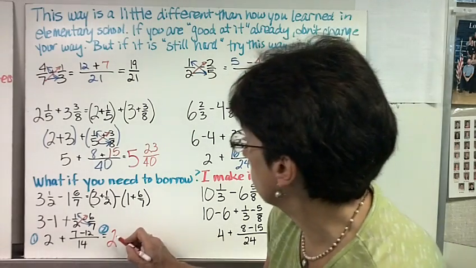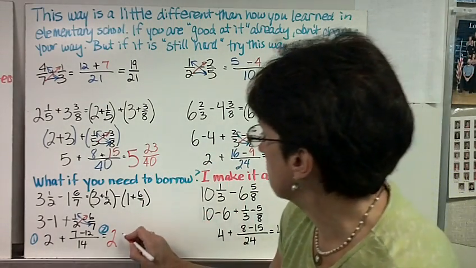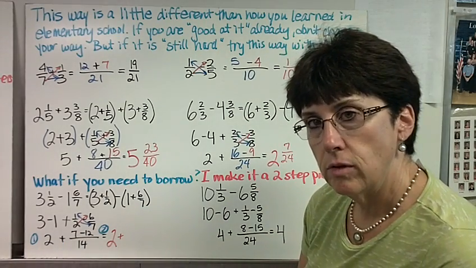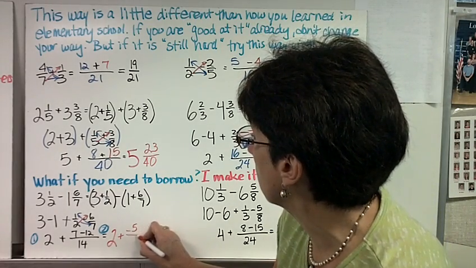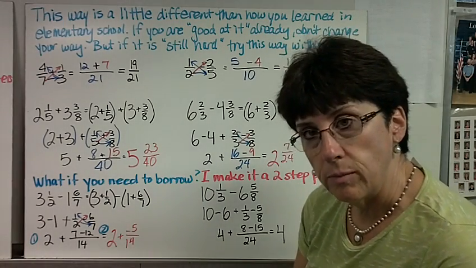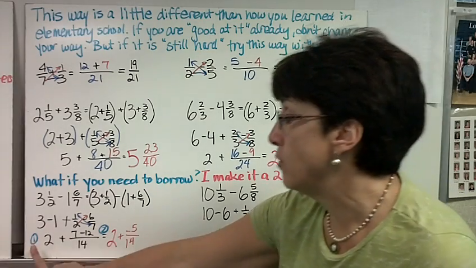So I'm going to say 2, and before I didn't write the plus in because you don't really need to, but let's see what this says now. 2 plus, what's 7 take away 12? Ooh, that's going to be a negative number, huh? -5/14. Now I have a little math problem. 2 plus -5/14. This is my first step.